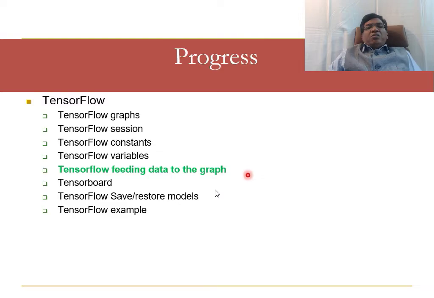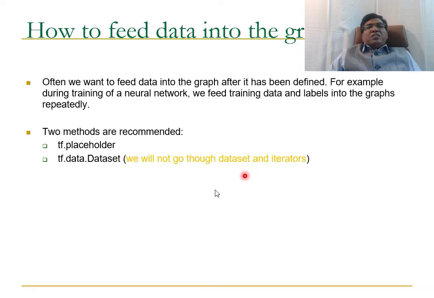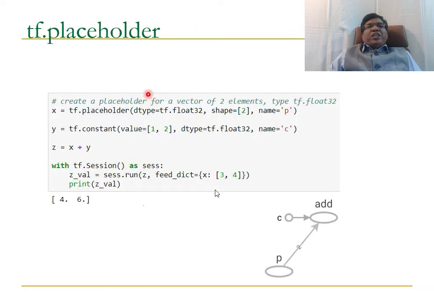Next we will see how data can be fed to the graph. There are two methods to feed data into the graph. One is using placeholders, another is using datasets. How can a placeholder be used? TensorFlow placeholders are initially empty and are used to feed the data during runtime. Initially, x is defined as a placeholder. Later, x is given the values 3 and 4 in session.run. Here you can see.